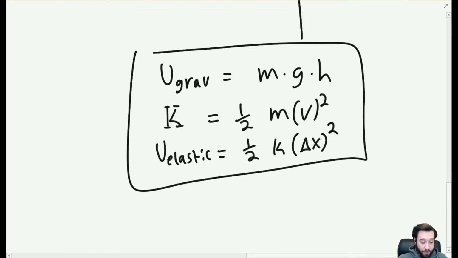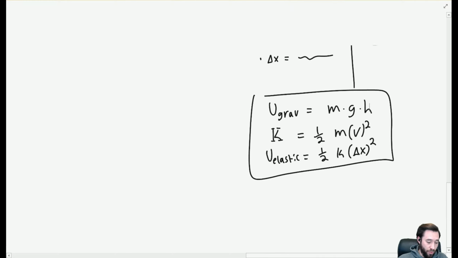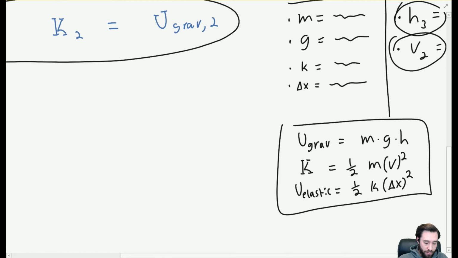So gravitational potential, the potential due to gravity, is going to be the mass times the acceleration due to gravity times the height. So would I be able to solve that? Do I have mass, gravity, and height in my knowns? No. So I would not be able to solve that one.